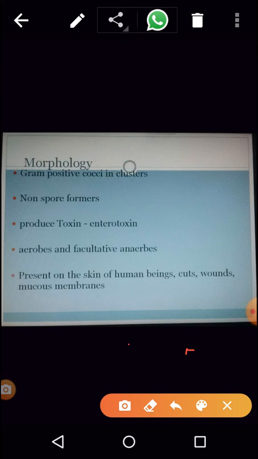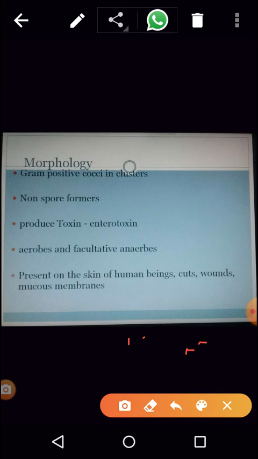They are non-spore forming organisms, and they produce a toxin, that is enterotoxin. Now, what is the meaning of enterotoxin? Enterotoxin is a toxin which affects your intestine. It's a toxin produced by the microorganism which affects your intestine. They could be aerobes and they could be facultative anaerobes.